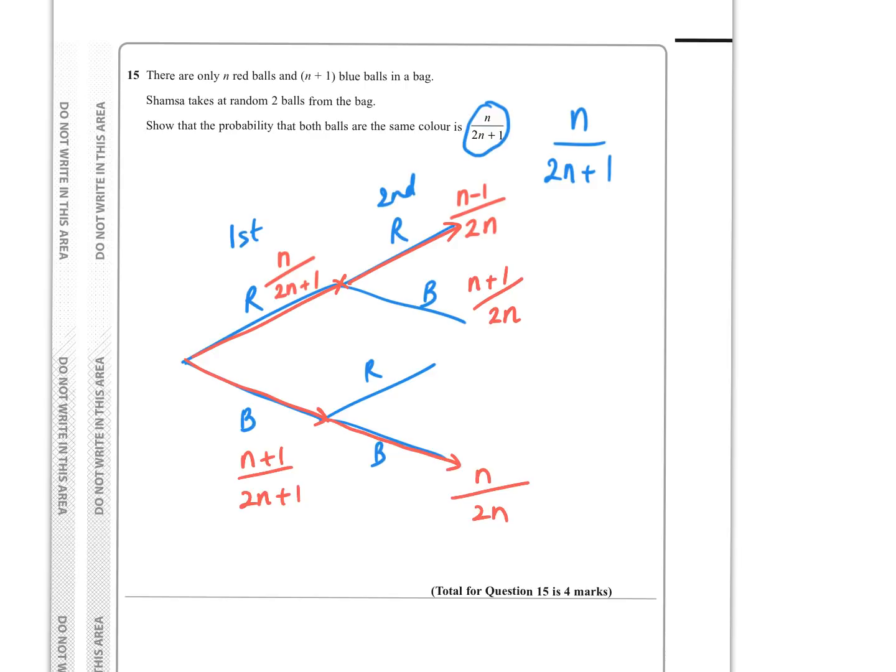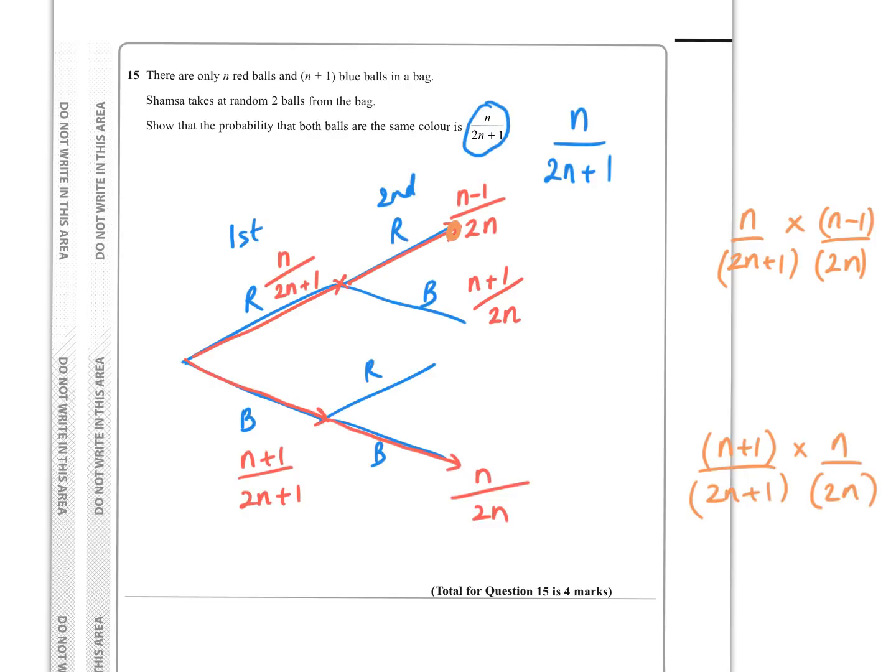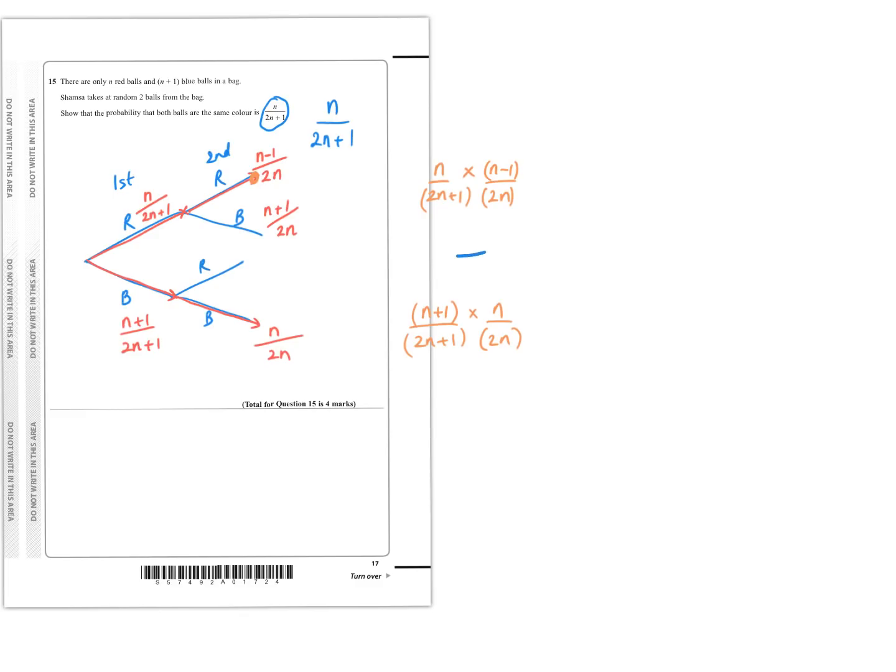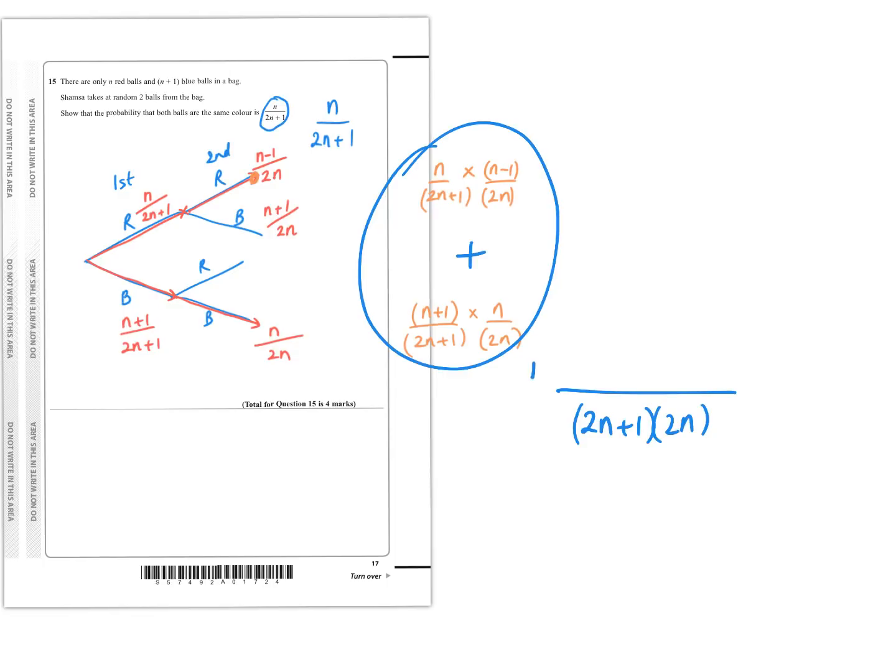So let's have a look at what we need. We need this outcome here, which is n over 2n plus 1 times n minus 1 over 2n. Let's bracket all of this off. And then what we have here is n plus 1 over 2n plus 1 times n over 2n. Well, it looks like the denominators are the same, and that's good. So we're going to add these outcomes together. So we're going to have 2n plus 1 lots of 2n for the denominator. And then on top we're going to have n lots of n minus 1 and n lots of n plus 1, or n plus 1 lots of n, same thing.